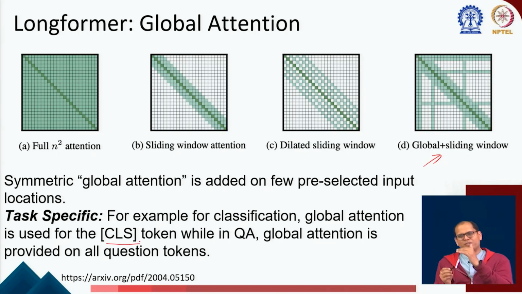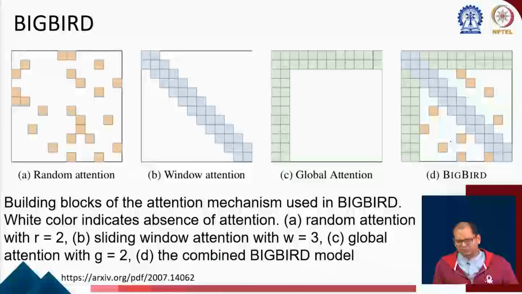So every token will attend to this, and this will attend to all the tokens, so that you can do classification on top of the CLS token. Similarly, if you are doing question answering, the question is very crucial, so all the words of the question would have global attention. Like that, they defined for various tasks which tokens would get global attention, and that's how they were able to combine global, sliding window, and other attention, and cater to very long sequences, 4,000, 16,000.